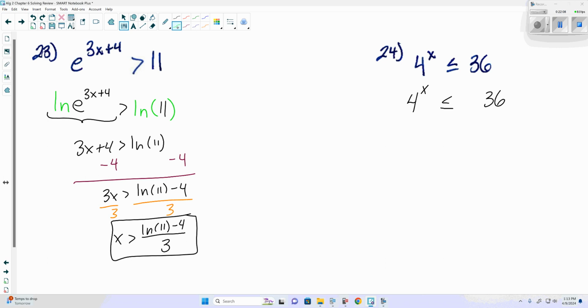4 to the x. Our number to a variable is already by itself, so we can apply a log to both sides. What log would we apply? Log base 4. Log base 4 of 4 to the x is x. X is less than or equal to log base 4 of 36. Is x by itself? Yes.